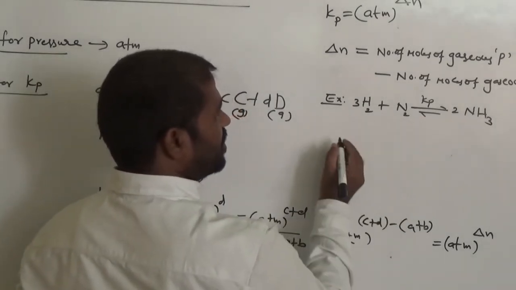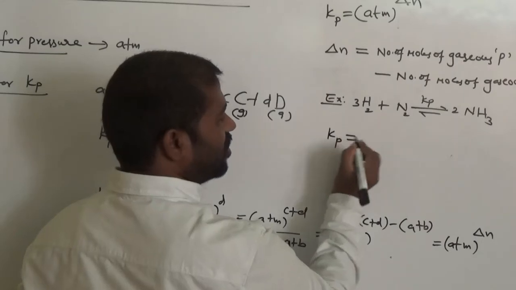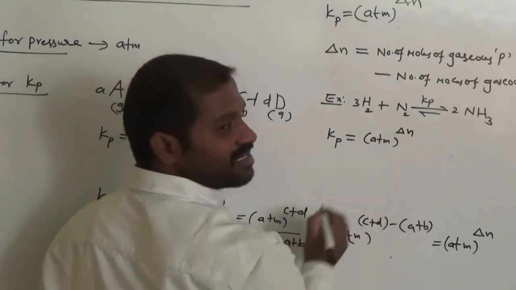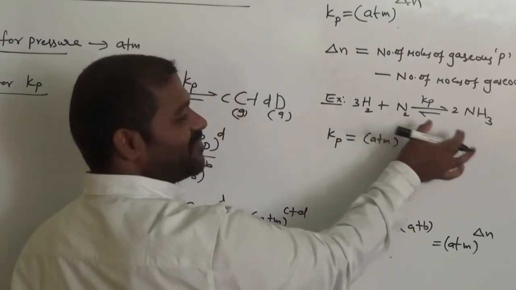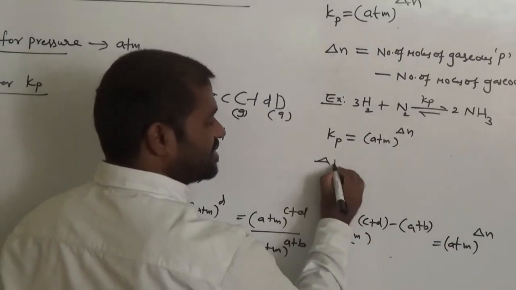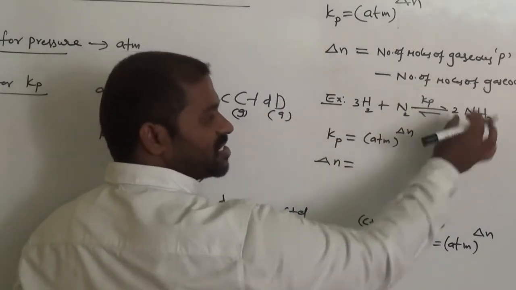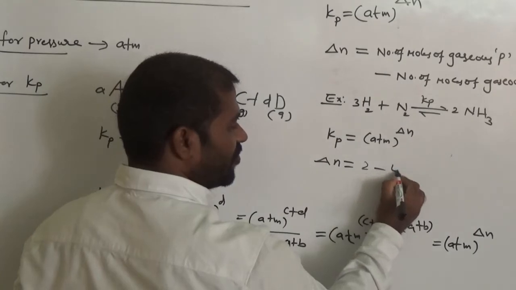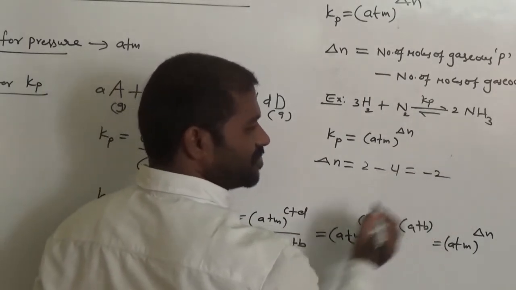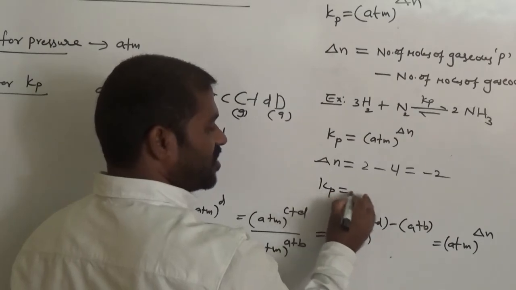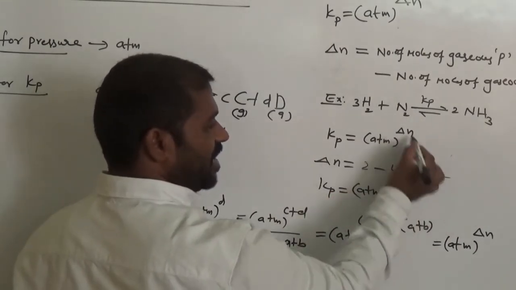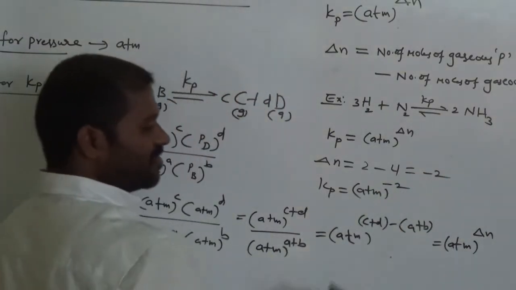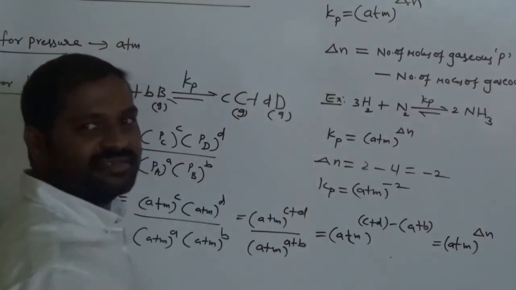Now what are the units for this one? Kp is equal to, what is the formula? atm whole power delta n. So what is the value of delta n for this expression? Delta n is equal to number of moles of products. How many moles do we have? 2. Minus number of moles on the reactant side, 3 plus 1, 4. Finally we get minus 2. Now what is the unit? Kp is equal to atm. What is the value of delta n here? Minus 2. Is it clear? So keep that value in the power. Now this is the unit for this expression. Okay, is it clear?